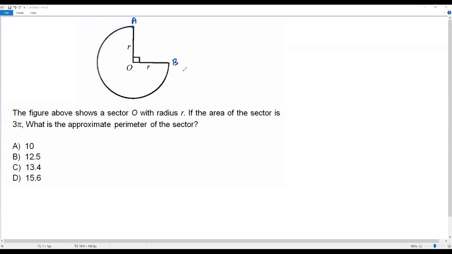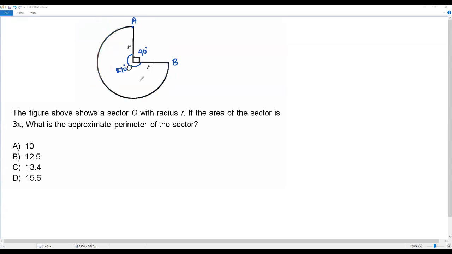Okay, if I want to find the arc length AB, I must know the central angle of this arc AB. We know that the angle measure of a full rotation is 360 degrees, in which we have a right angle over here, that is, this angle measure is 90 degrees. To get the remaining angle measure, we subtract this 90 degrees from 360 degrees, which is the angle measure for one full rotation. When I subtract 90 from 360, I get 270 degrees. So the central angle of this arc AB is 270 degrees.